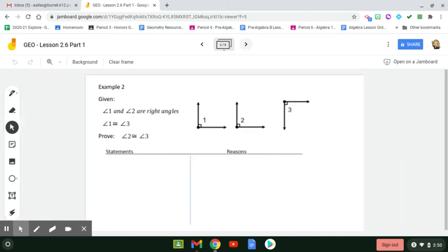All right, so let's take a look at our next proof. And again, all these extra theorems that we're talking about, we'll be adding to our list that we have been working on of all the possible reasons that you guys could be using in proofs. All right, so we know angle 1 and angle 2 are right angles. We know that angle 1 is congruent to angle 3. We're trying to prove that angle 2 is congruent to angle 3. All right, so let's start off by writing down our given. We know that angle 1 and angle 2 are right angles.